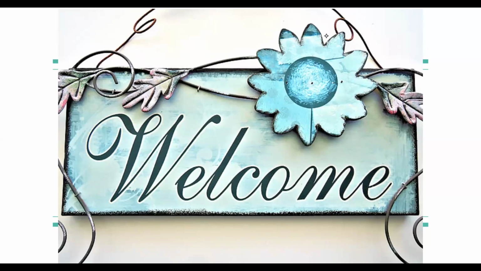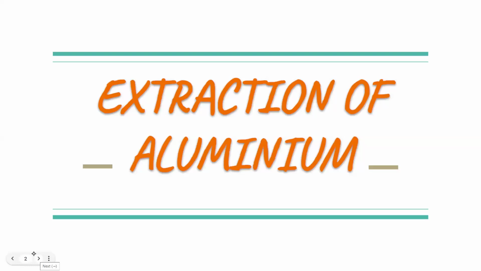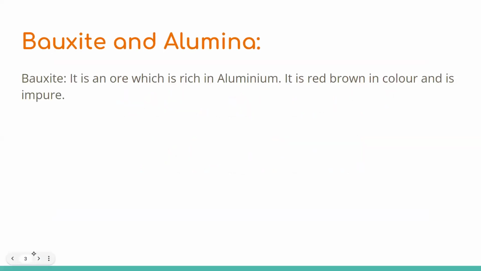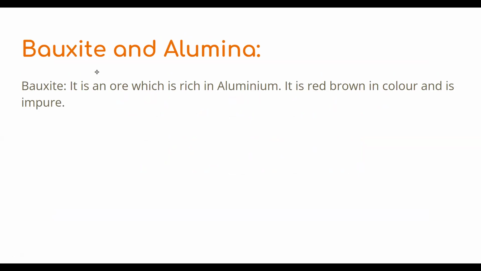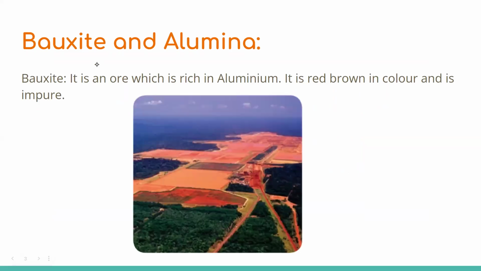Today we are going to discuss extraction of aluminium from its ore bauxite. So let's get started. We all have heard these terms bauxite and alumina, and they are really associated with extraction of aluminium. Let's first have a look at both these terms. What do they talk about? And then we'll continue. So bauxite, yes, what is it?